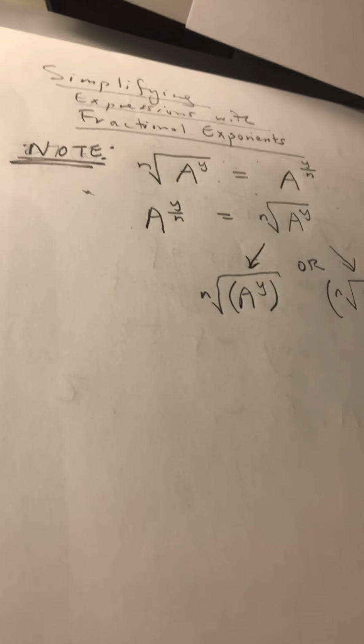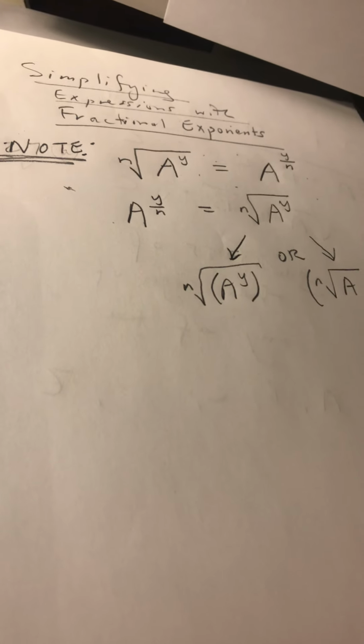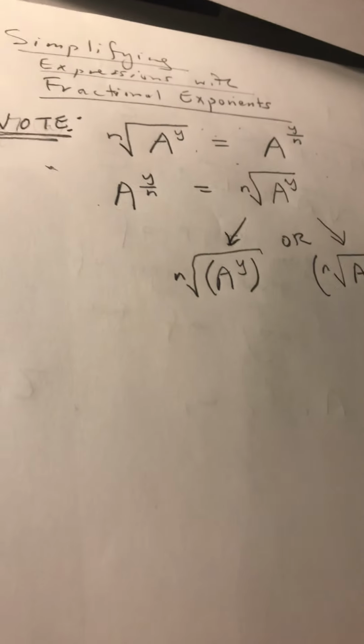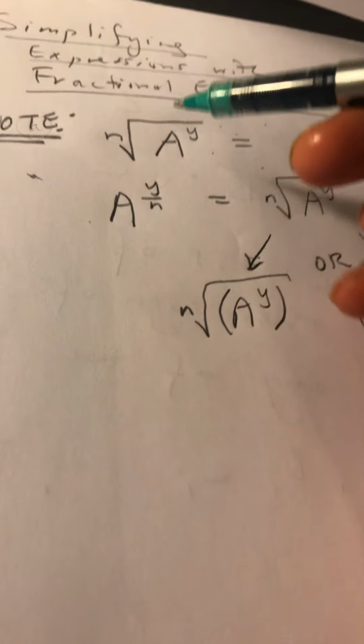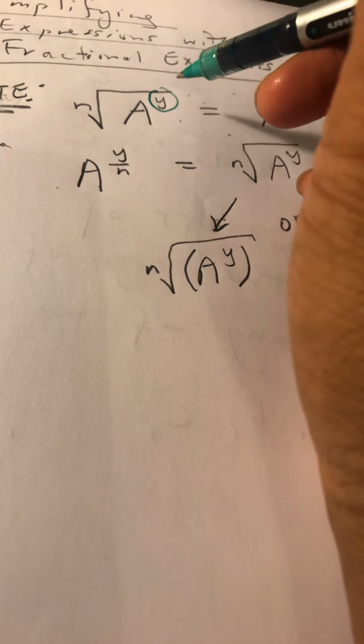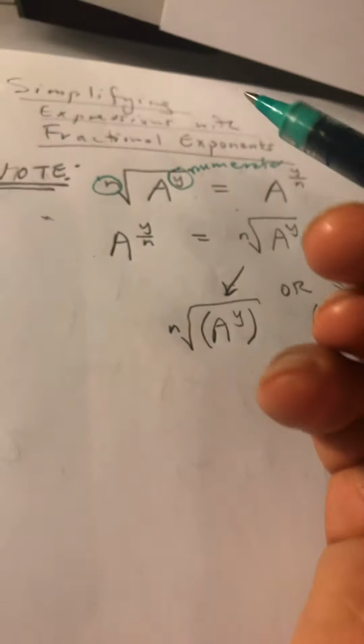Okay, so let's look at simplifying expressions with fractional exponents. And what we really have here is we need to note that if you take the nth root of something raised to the power of y, the power obviously is going to become the numerator of some exponent when you write it out later on. And this here, n, is going to turn out to be the denominator.